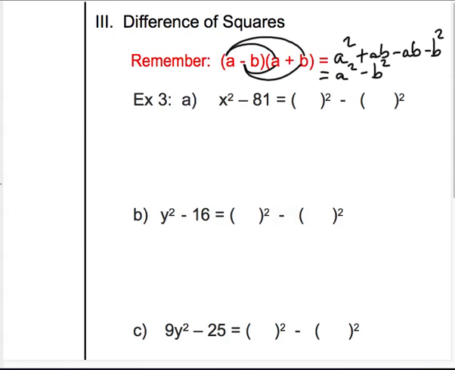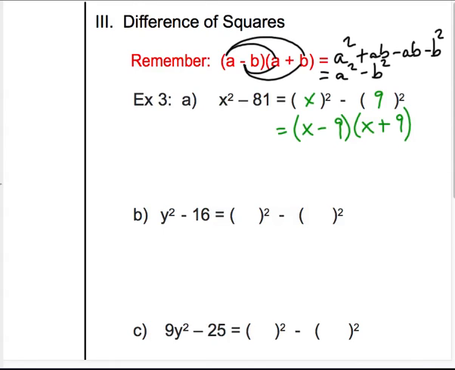So if we're factoring a difference of squares, we're going to factor it into two binomials that are the same except for their signs. Our first example here is x squared minus 81. One way to organize your work is to take the square root of each term. The square root of x squared is x, and the square root of 81 is 9. Once you know those square roots, you just put them in your binomials: x minus 9 times the quantity x plus 9. And that's in factored form.